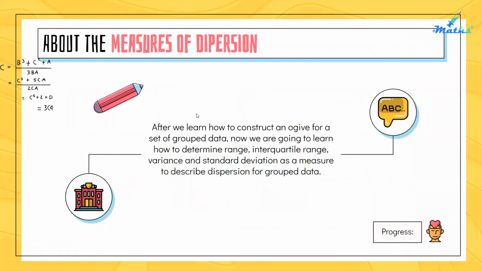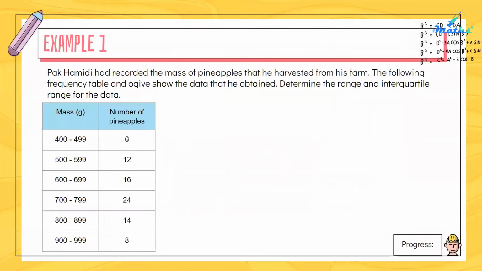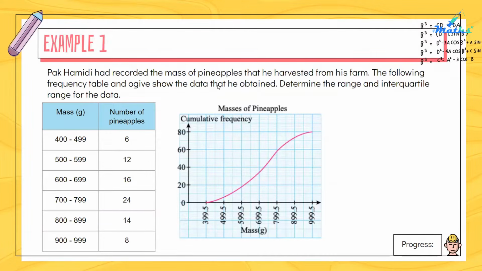Next, measure of deviation. After we learn how to construct an ogive for a set of grouped data, now we are going to learn how to determine range, interquartile range, variance, and standard deviation as a measure to describe dispersion for grouped data. Example 1. Pak Hamidi had recorded the mass of pineapple that he harvested from his farm. The following frequency table of ogive shows the data that he obtained. Determine the range and interquartile range for the data.